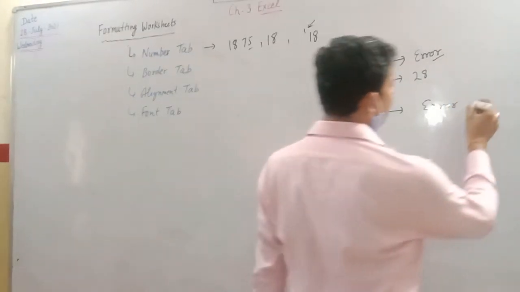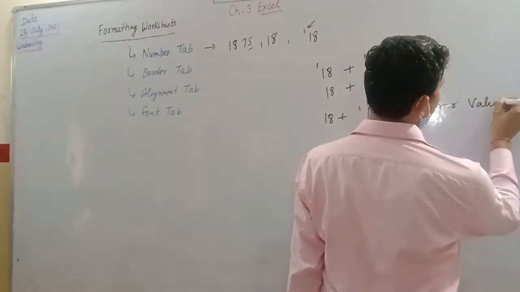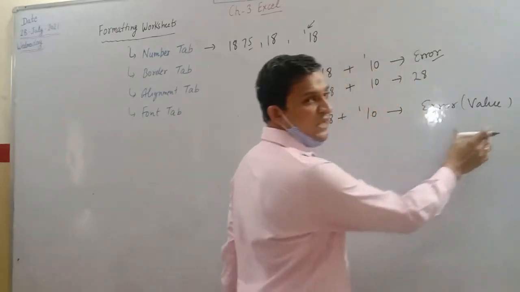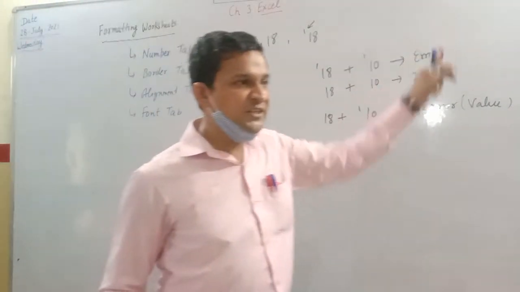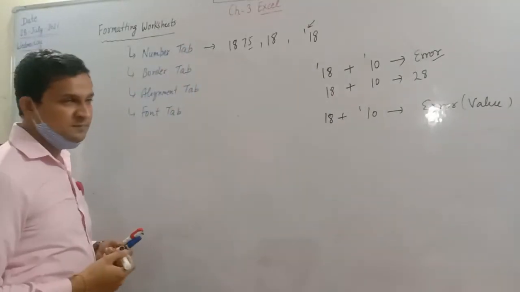Which type of error will be there? The error will be related to the value. So it will produce the #VALUE error, the value cannot be generated. This is under the number tab option.